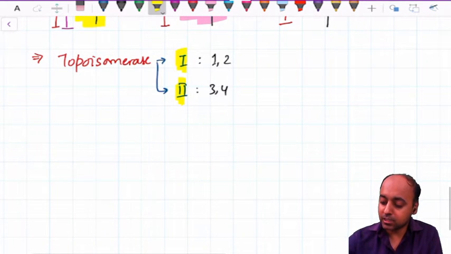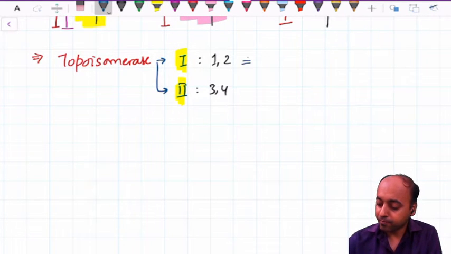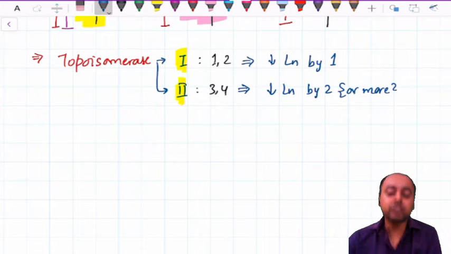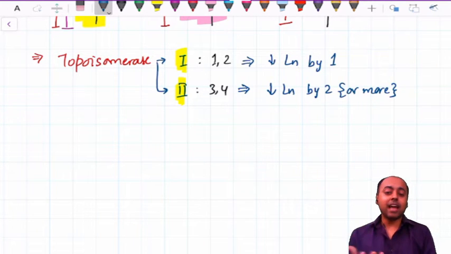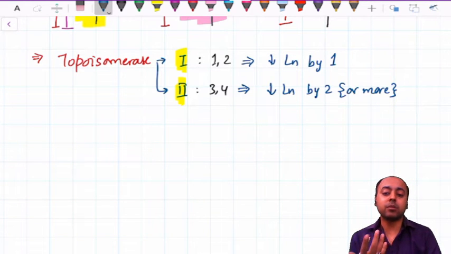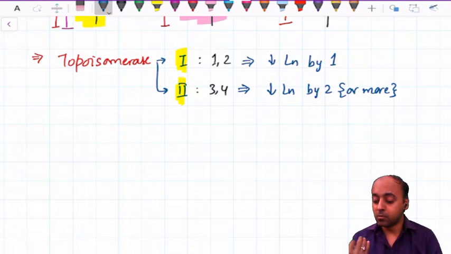When I say class 1, it decreases linking number by 1, and class 2 decreases linking number by 2, sometimes even more, in one action. Once it will act, then it will decrease the linking number by 1 for the class 1, and it will decrease the linking number by 2 for class 2.